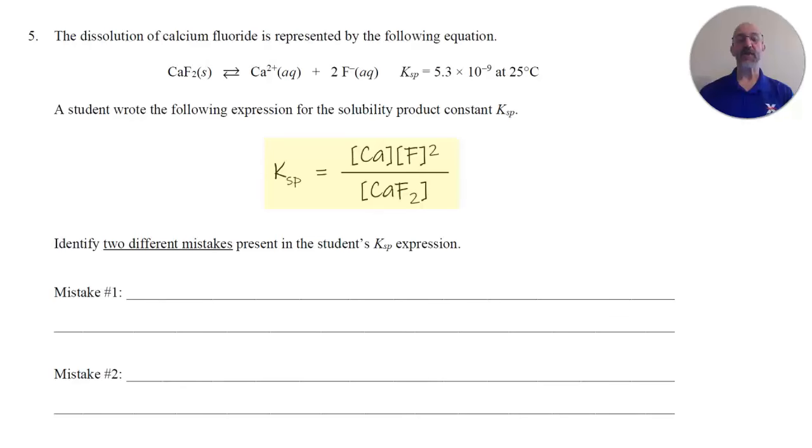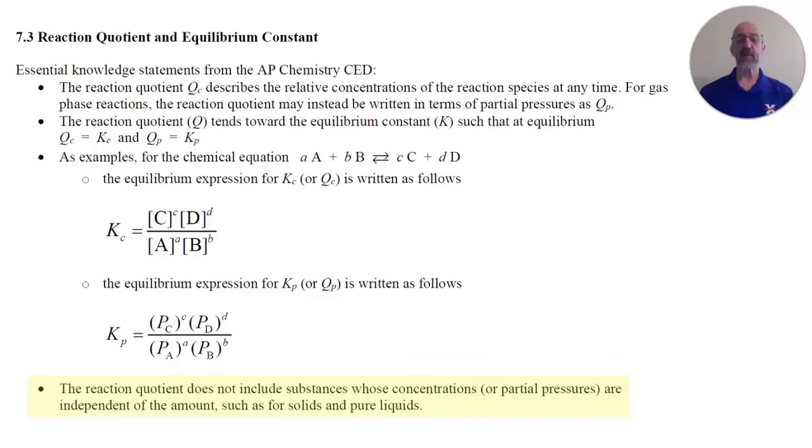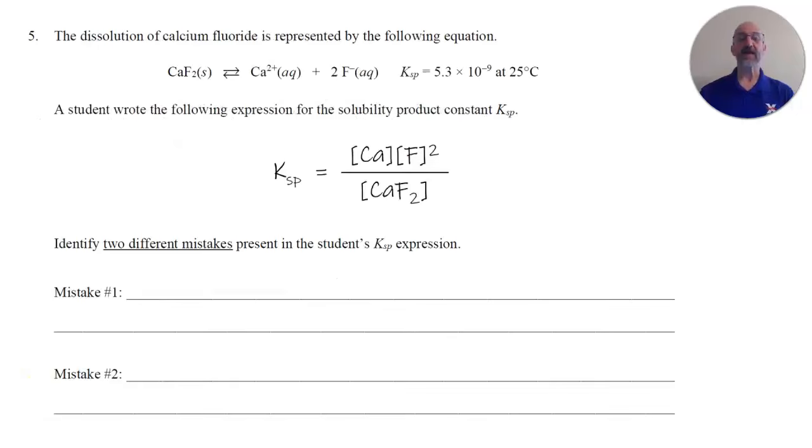And we know that the student's expression must be incorrect because we need to identify two different mistakes that are present in the student's Ksp expression. So the first mistake has to do with the phase of matter. Remember that the reaction quotient or the equilibrium constant expression does not include solids and pure liquids. And there is the reactant, calcium fluoride, which is a solid.